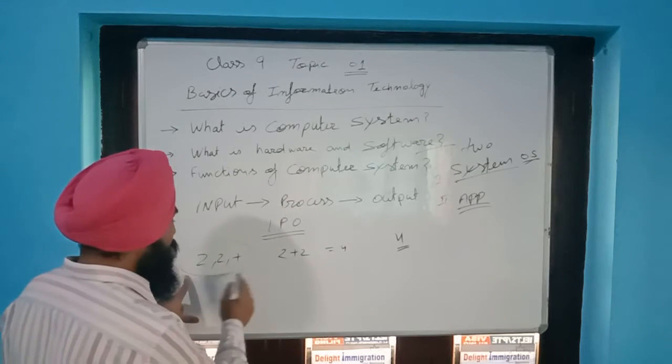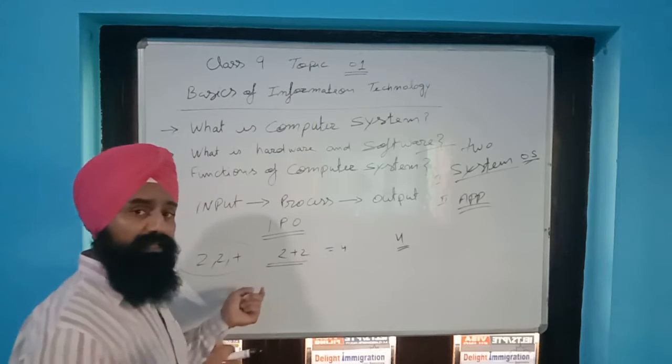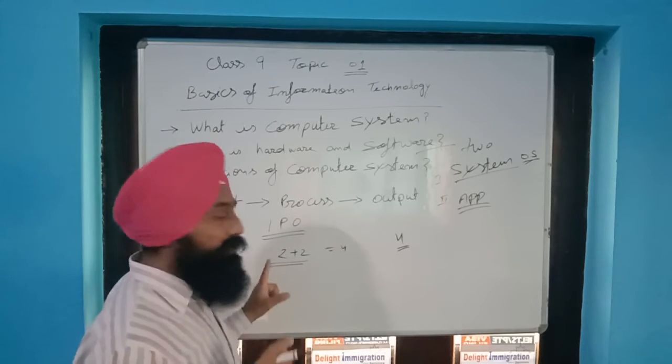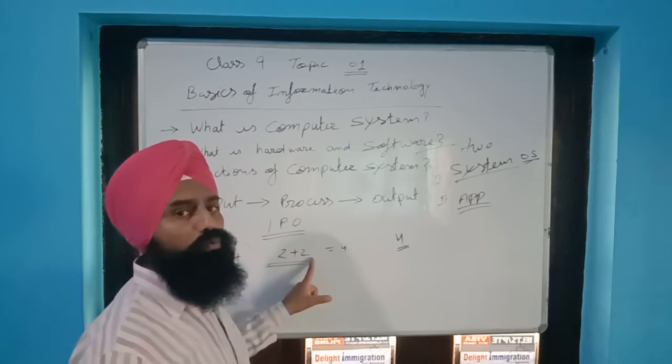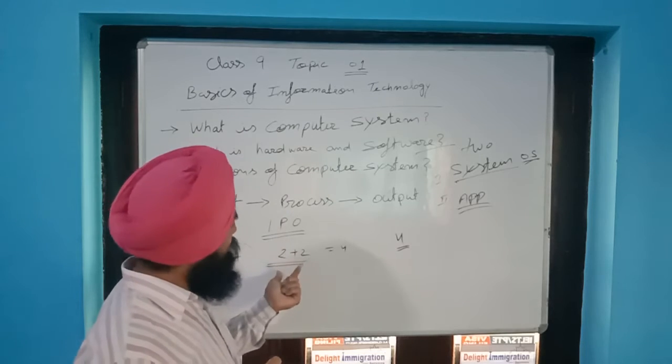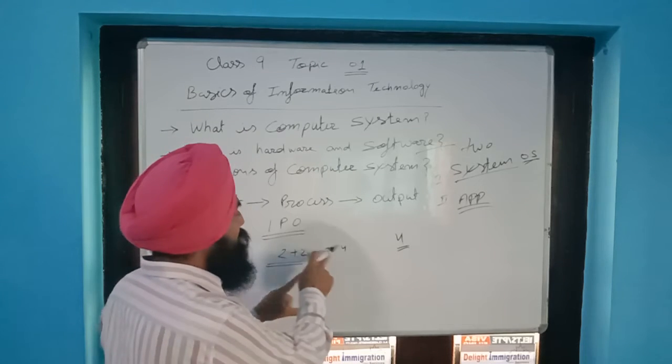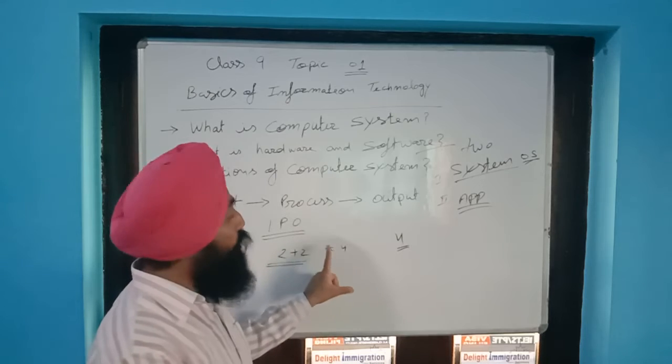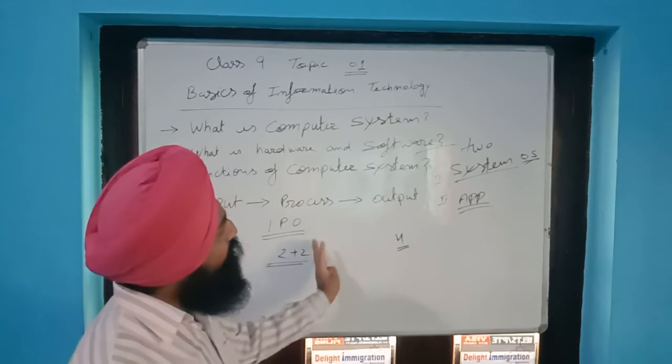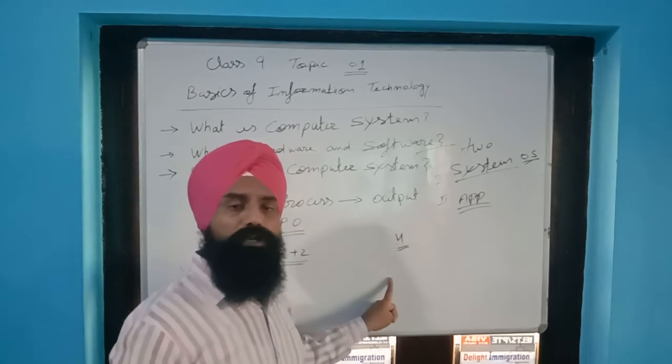When we give this raw data in processed form, as a systematic command, 2 plus 2, that means this command can be processed. It will display as 4. This will not display here, this 4 will be on the output device.